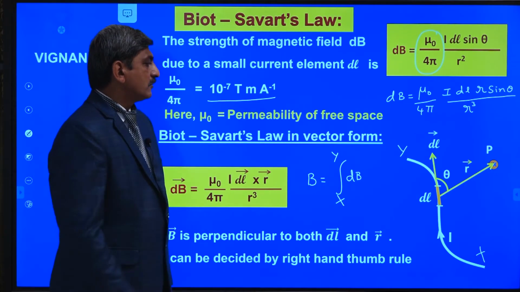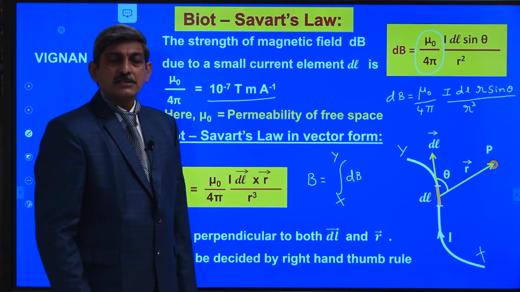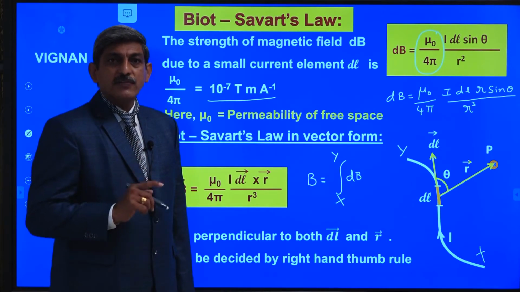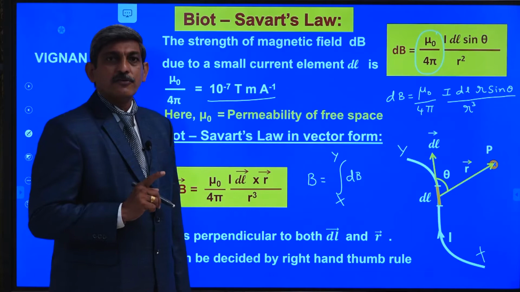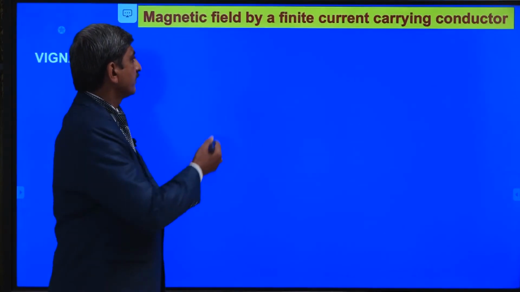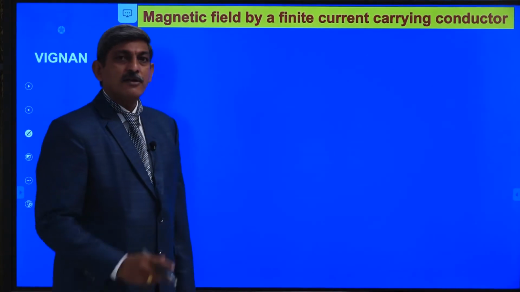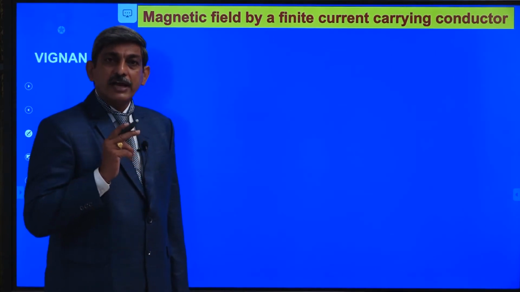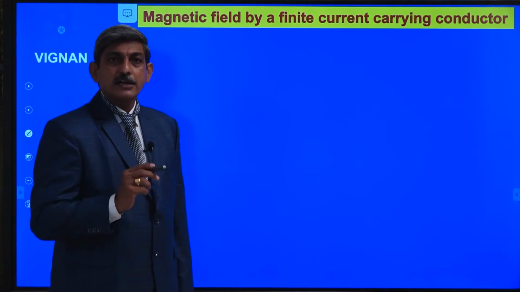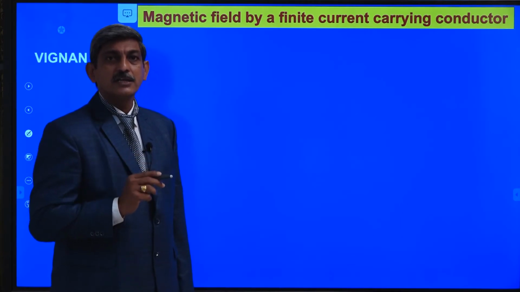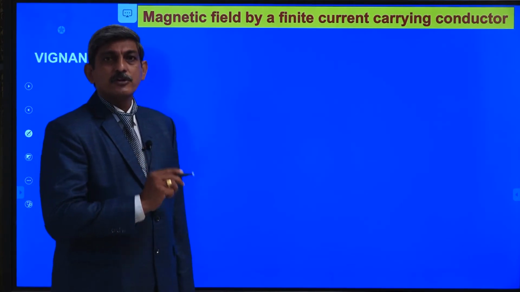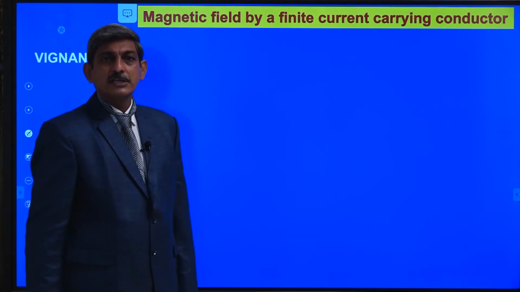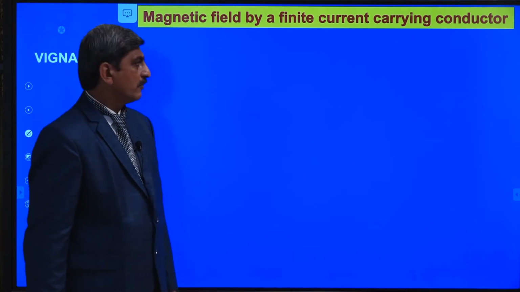Okay? Now, using this Biot-Savart's law, I am going to explain one application, that is the magnetic field produced by a wire of finite length. Magnetic field produced by the finite current carrying conductor. That means we have a current carrying conductor of finite length. What is the magnetic field produced by that conductor? That is going to be calculated using the Biot-Savart's law.